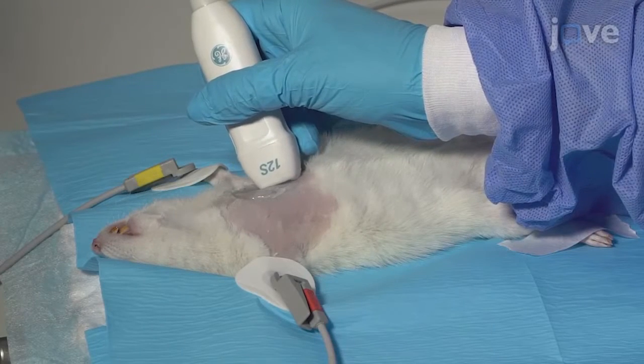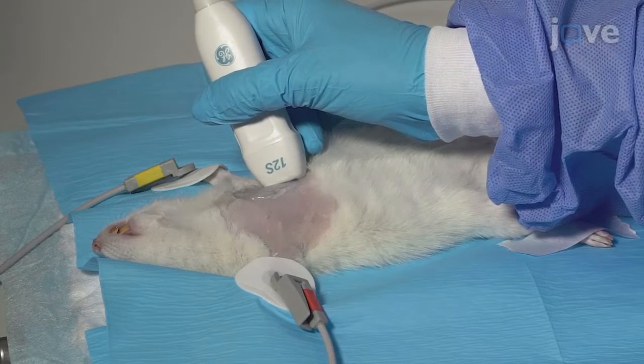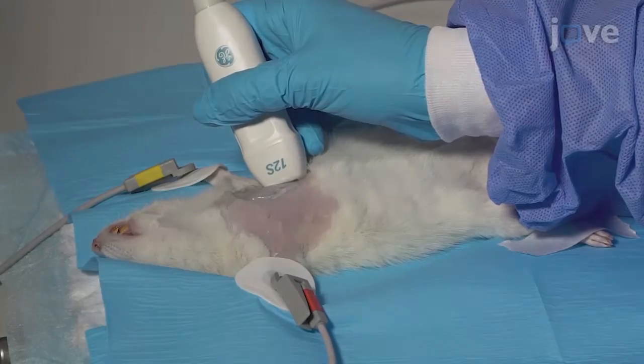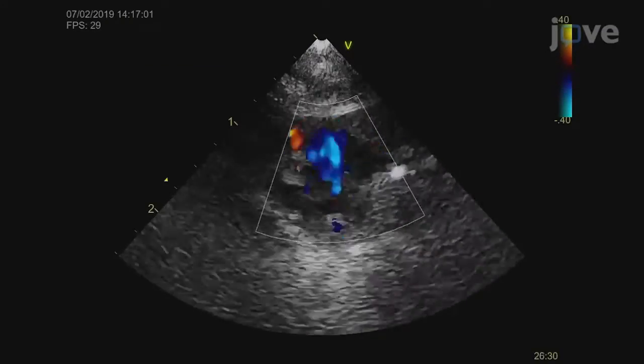To obtain an image of the left ventricle at the papillary muscle level, tilt the probe slightly downward and record a 2D loop of all of the views.